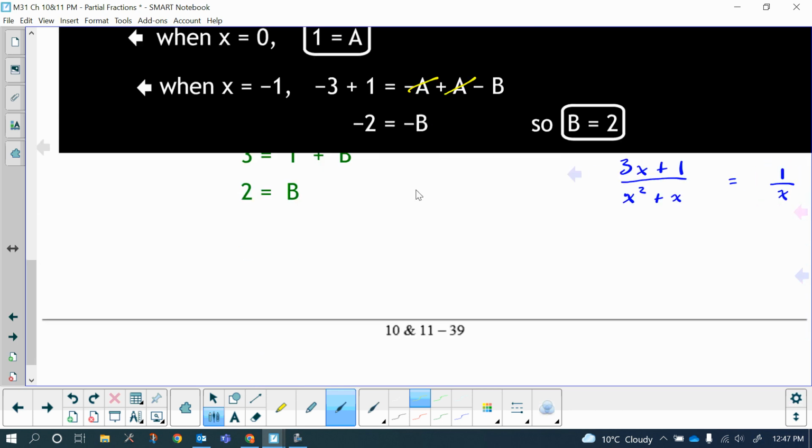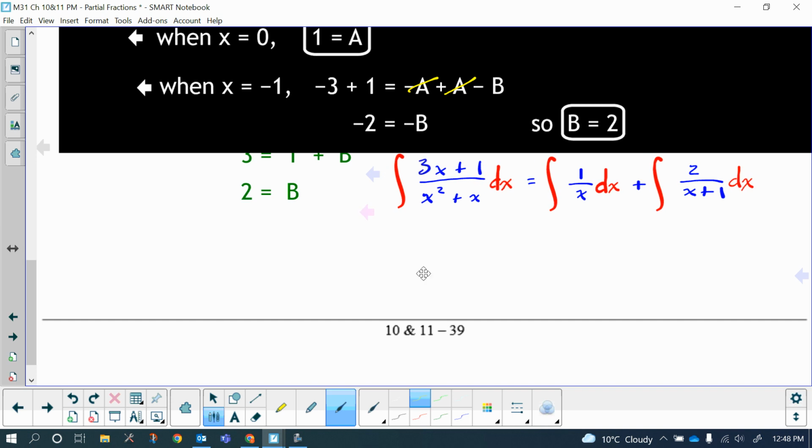So now I can rewrite my original rational expression, my integrand, as the sum of these two separate fractions. So there's my a value of 1, my b value of 2, and I can take the integral of both sides. And just like in question 2 from the warm-up, I will get some natural logarithms. So the antiderivative of 1 over x is the natural logarithm of absolute value of x. And the antiderivative of 2 over x plus 1 is 2 times the natural logarithm of absolute value of x plus 1.